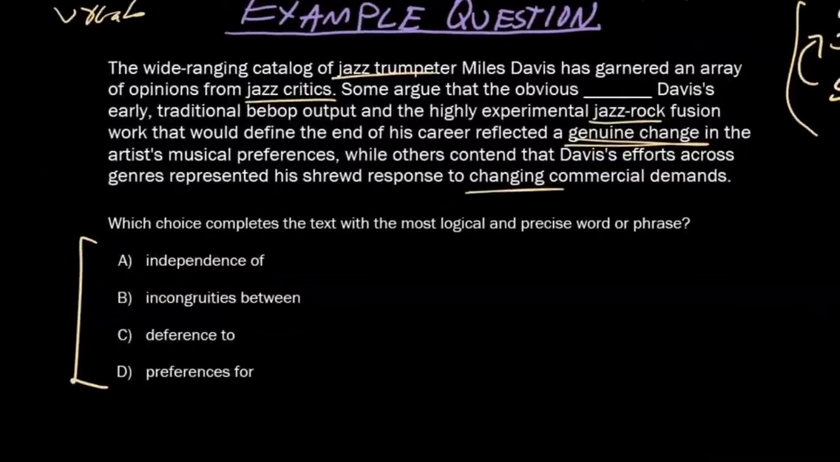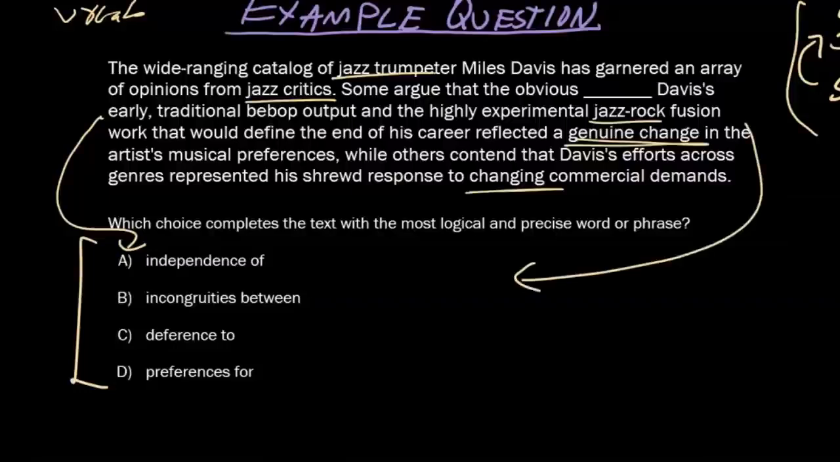Let's test our answer choices now. Some argue that the obvious independence of early traditional bebop output and the highly experimental jazz rock fusion work that would define the end of his career reflected a genuine change. Well, independence of doesn't really make sense. This might be independent, but that doesn't really relate to this part here. Okay. Incongruities between. If you don't know this word, let's just say we skip it for now. What it means is differences.